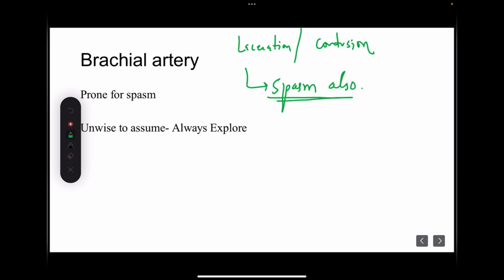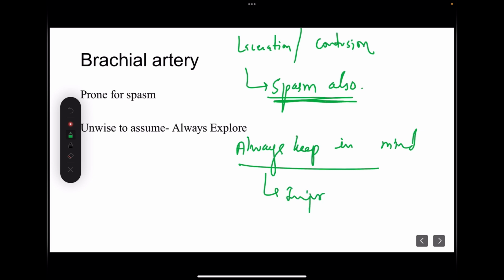But we should not assume it like this is a spasm until proven otherwise. So always keep in the mind that artery might be injured and act accordingly. If it is a white pulseless hand, always explore.